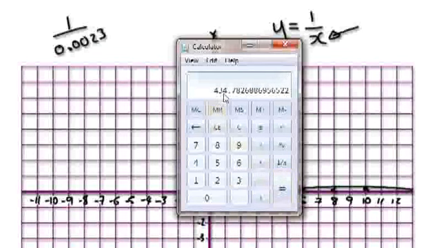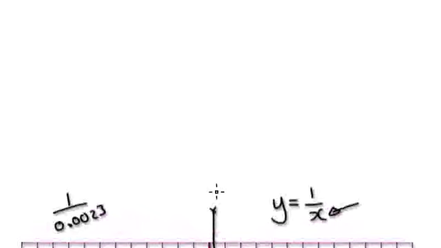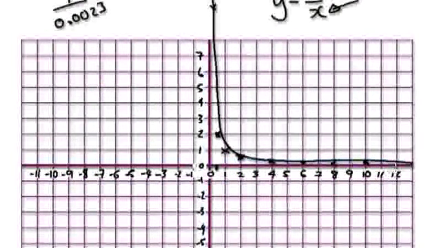So this will be 400 and something. So when x is really close to zero, 0.0023, it would be 400 and something. So that means if you were to extend this, it would go all the way up. Well, it's going to go to infinity. Okay, infinity. Just accept it for the time being. Infinity is like a really big number.